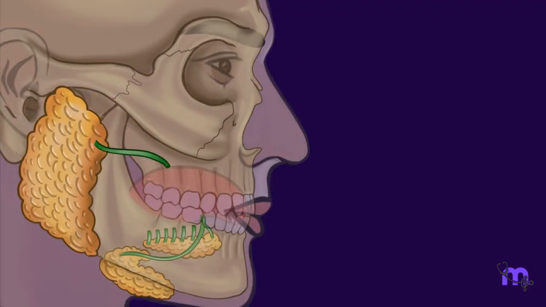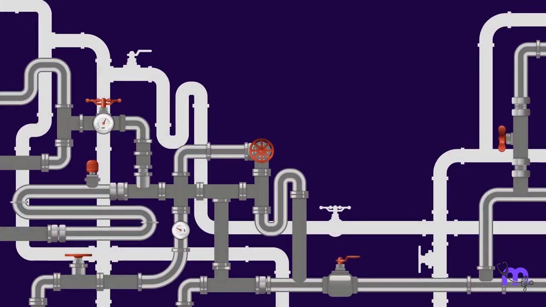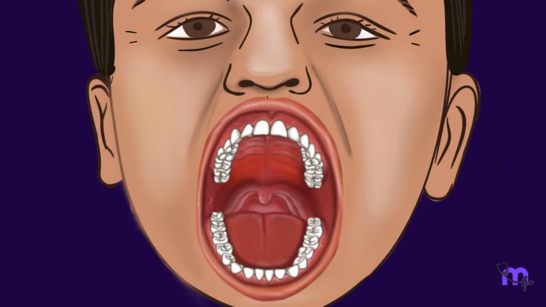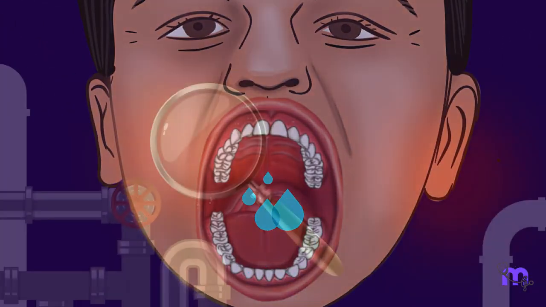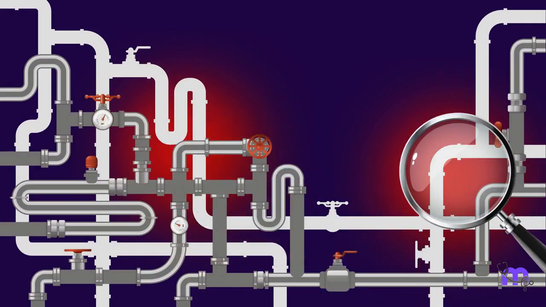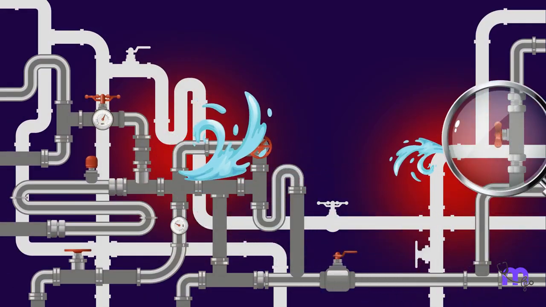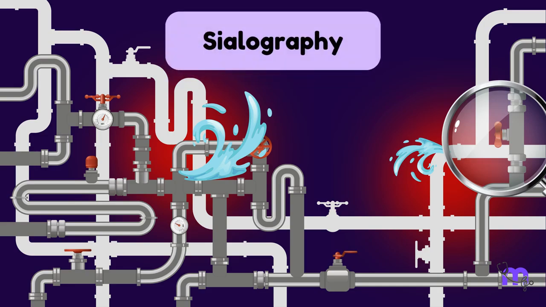Our salivary gland system acts like a hidden network of pipes, constantly working behind the scenes to keep our mouths moist. But what happens if there's a clog or leak in these vital pipelines? That's where sialography comes in.